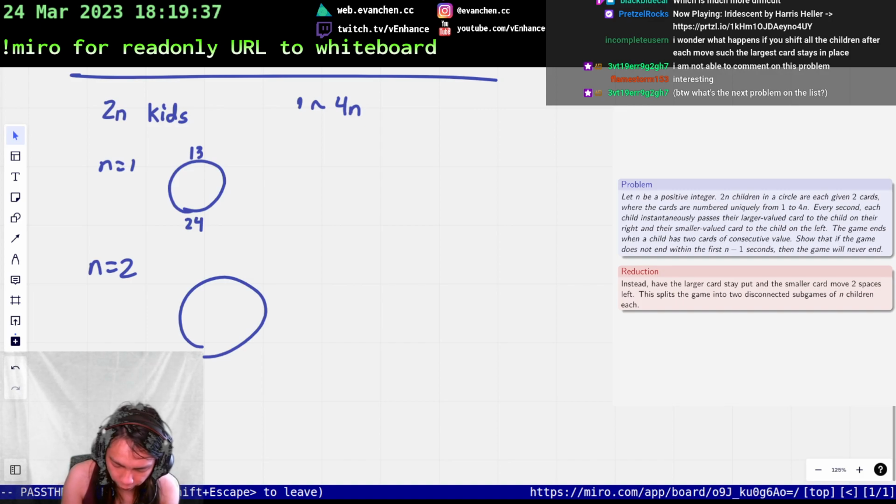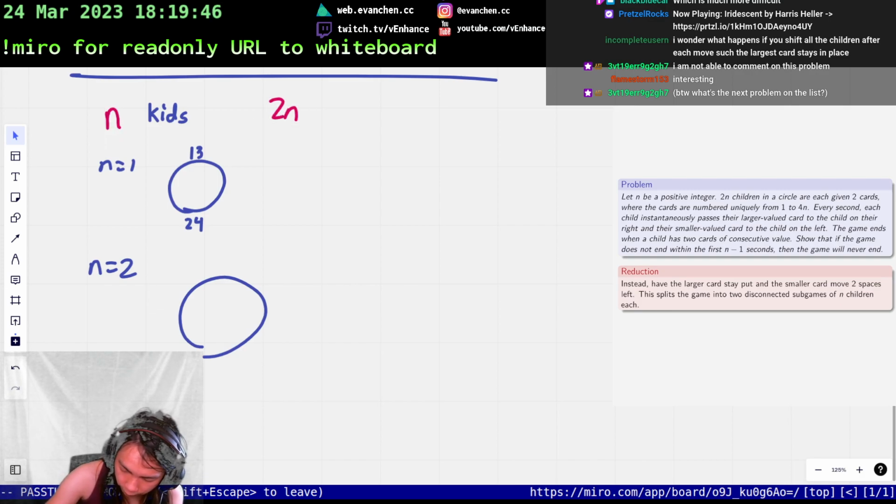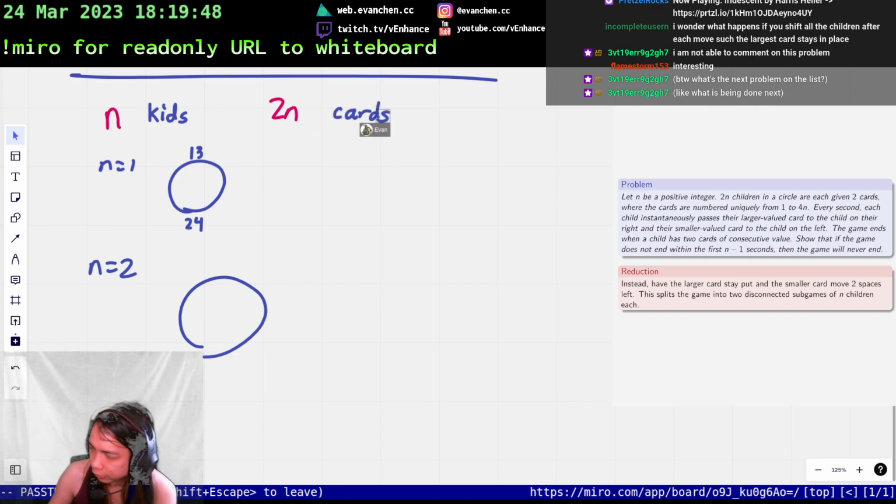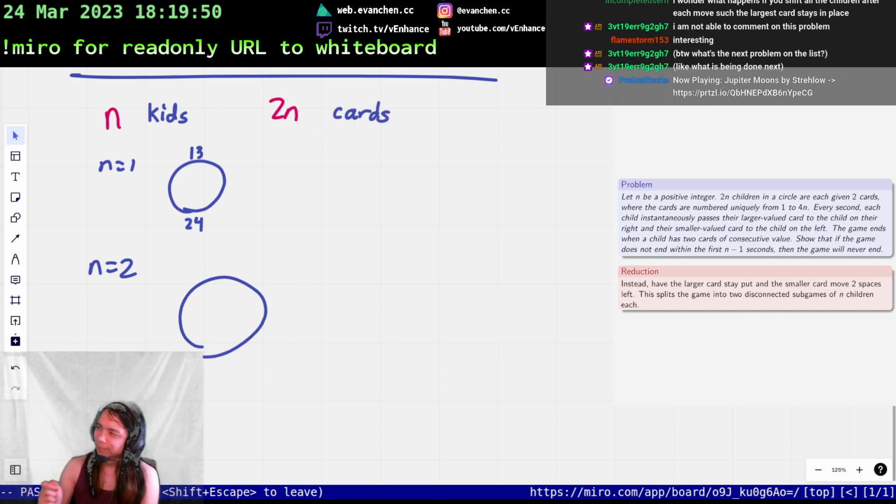Okay, so we're just gonna look at the subproblem now, where we have n kids and 2n cards. And the relative size, it's a little weird because now your cards are interleaved, right? So you can imagine a situation in which some of the cards are consecutive and some of them aren't, because you're kind of splitting these 4n cards into 2 halves. Okay, whatever. We'll just run with it.